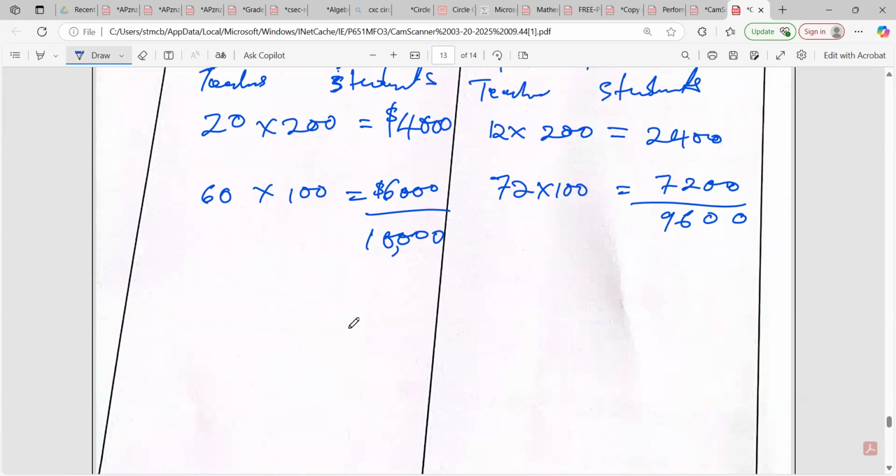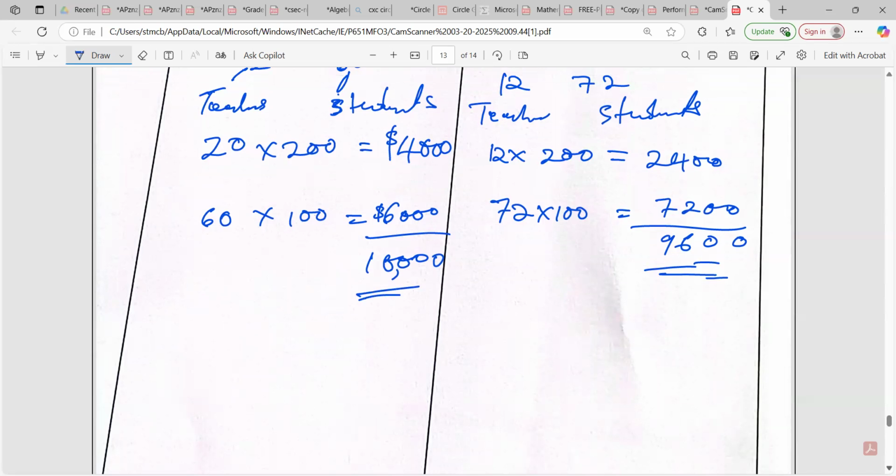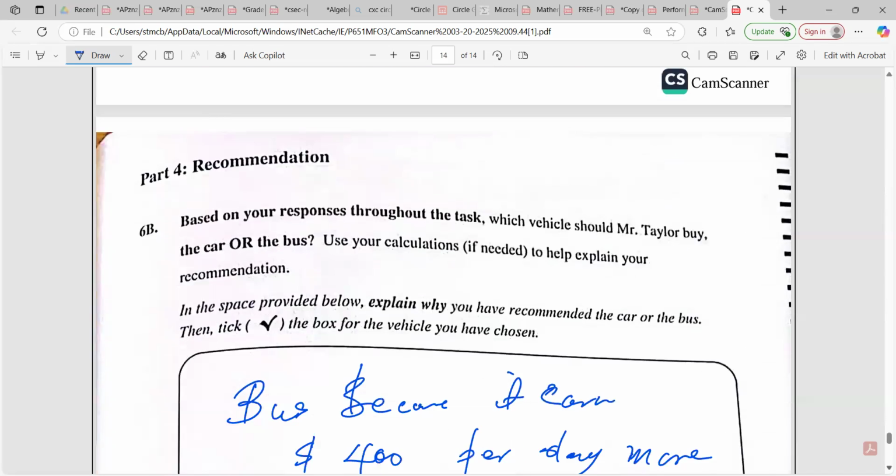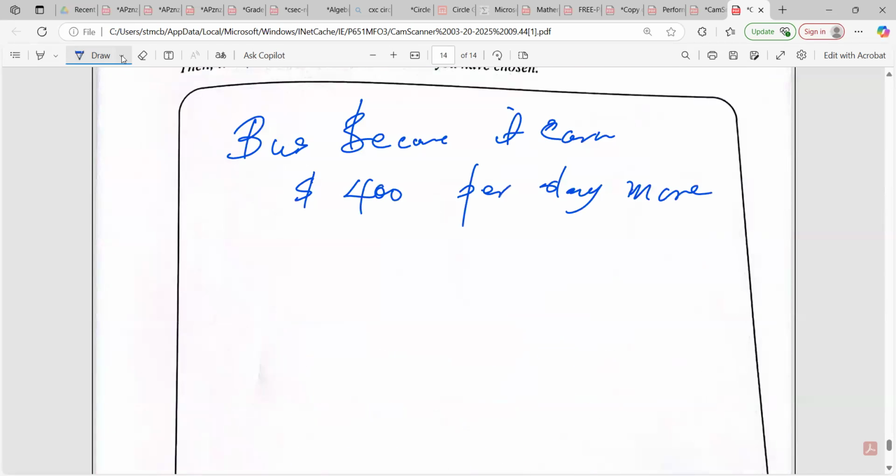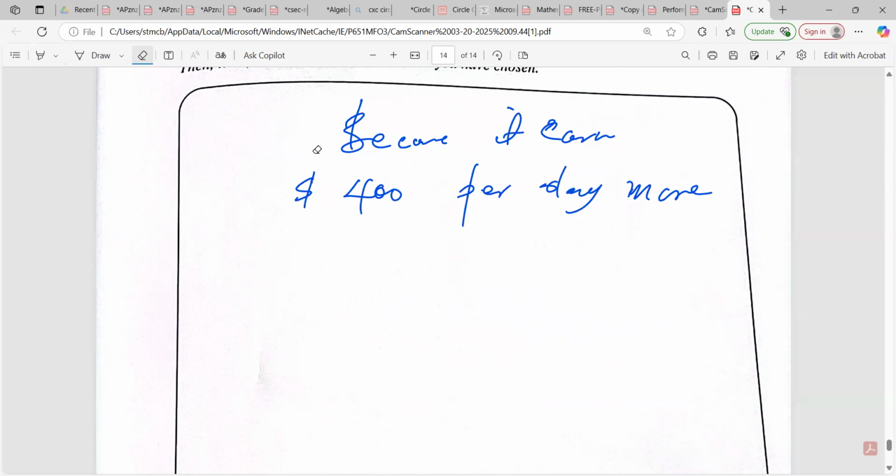This one actually earned more. 20 by 200, that's 4,000. And this should have been 60 by 100, 6,000. So basically, this one is the car. The car actually earns more. So why did I say bus? It's actually the car. So it earned $400 more per day.